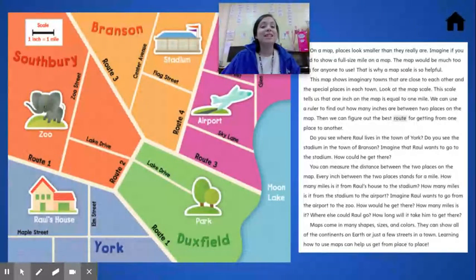Maps come in many shapes and sizes and colors. They can show all of the continents or just streets in town. Learning how to use a map is very important. It helps you get from one place to another. And luckily, with the way that technology is these days, we have some awesome resources that we can use to help us, like Google Maps. You'll have to check out Google Maps if you've never tried it before. It's really neat.